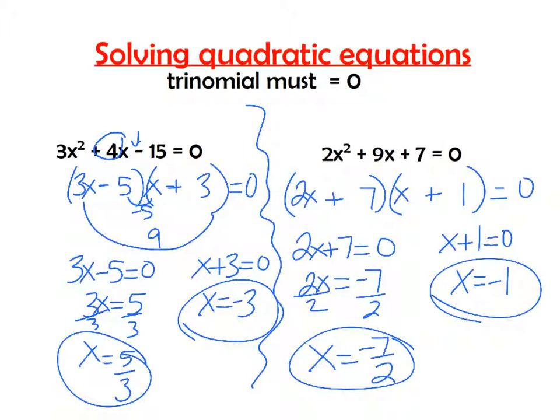All right, here are my 2 answers. I got a negative 1 and a negative 7 halves. Hopefully you agree with mine. If not, take a peek at my work. All right, and then that's the end. So at this point then, you should be able to do your factoring homework.